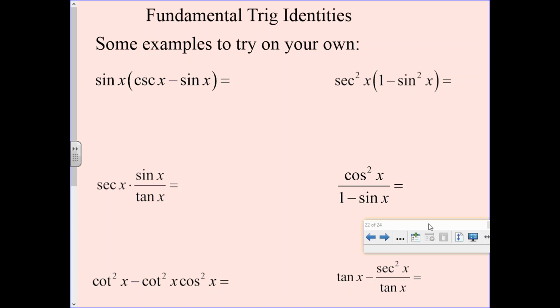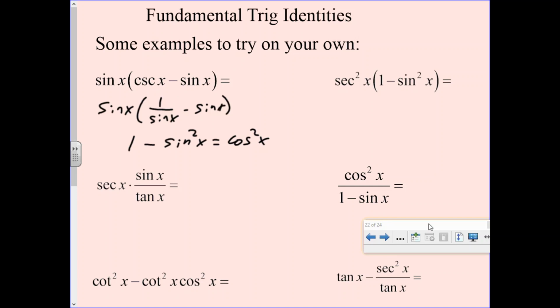So the first one here, sine x times cosecant x minus sine x. We can use the trick of writing everything in terms of sine or cosine that we can. So we take sine x times 1 over sine x minus sine x, and then distribute the sine x through there. Sine x times 1 over sine x is just 1. Sine x times negative sine x is negative sine squared x. And 1 minus sine squared x, we should be starting to get familiar with Pythagorean identities, so we know this is equal to cosine squared x. And that is your answer. So that's the first one here.